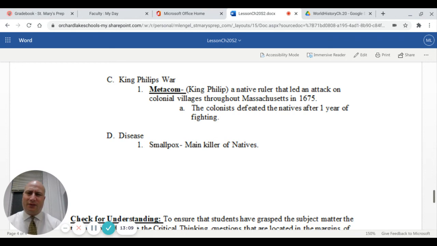So it's kind of one of the first documented cases of chemical, biological warfare and sort of an act of genocide in this case.